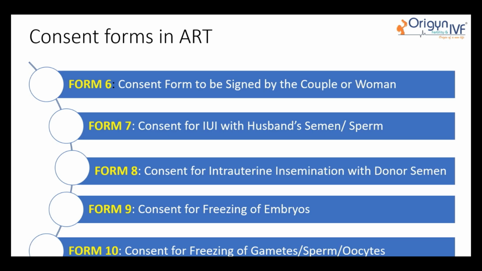Consent forms are all there in the law, and we have to make sure that we get these consent forms filled. Form 7 is for consent when you're doing a homologous IUI or IUI from husband semen. Form 8 is for IUI with donor semen. So we have to make sure that we are filling up all the right consent forms.